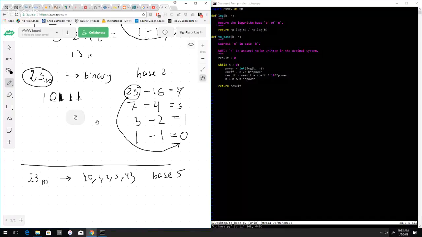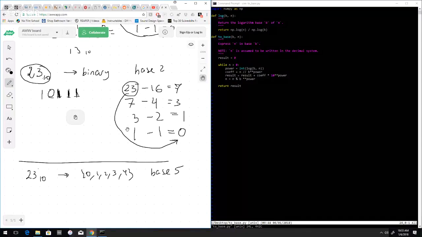So not only do I need to look at the highest power of 5 that fits in 23, but I also have to ask myself, what is the coefficient of that power? The highest coefficient of that power. So the highest power of 5 that fits in 23 is 1. That's correct. So 5 to the 1 is 5. Now, what is the highest multiple of this that will fit in 23? And that's, of course, 4.